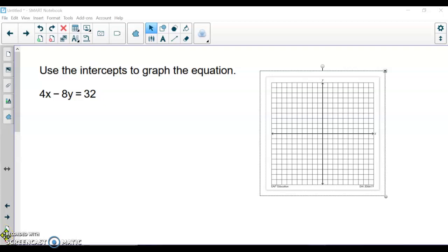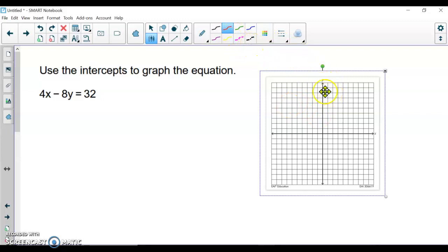Okay, so in this problem, we're asked to graph the equation using the intercepts. What's meant by that? If you consider the main axes of the graph, you have the x-axis and the y-axis. What's meant by intercepts again is where the graph crosses either of those axes.